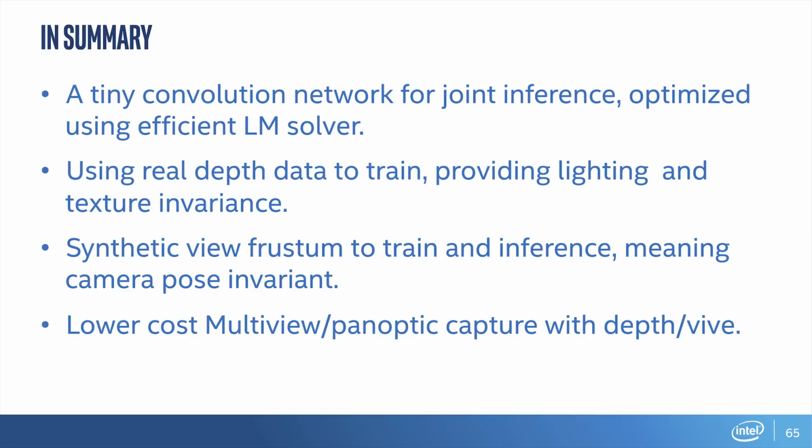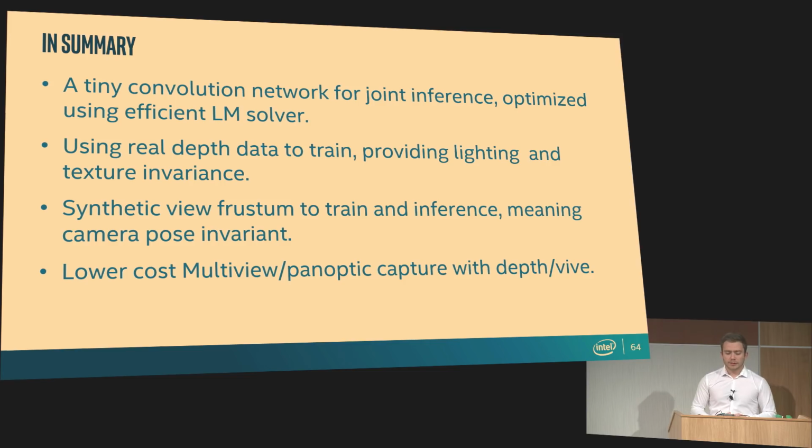So in summary, we've presented a tiny convolutional neural network for joint inference, optimized and used in confluence with optimization that's written in an efficient LM solver, so Levenberg Marquardt. We use real depth data to train. So that actually provides us with invariance to lighting conditions, and texture invariance. So we don't need to have a person come in with a red t-shirt, a blue t-shirt.